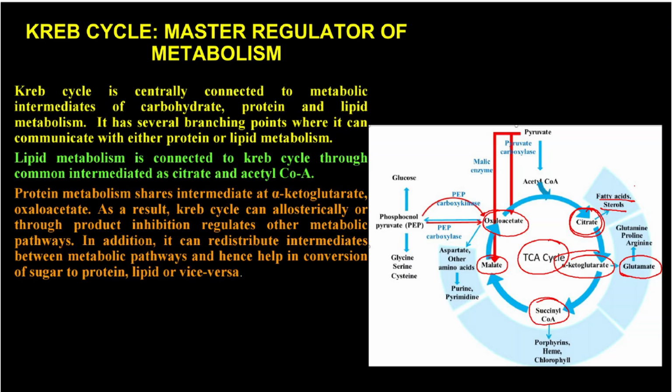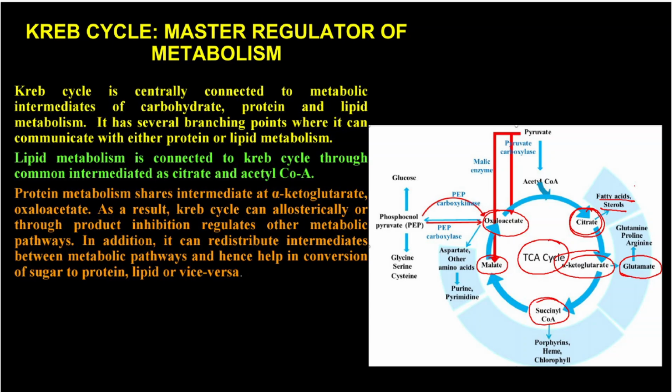The Krebs cycle is also called the master regulator of metabolism. Why is it so? Because the Krebs cycle is centrally connected to the metabolic intermediates of carbohydrate, protein, and lipid metabolism. Okay, it has several branching points where it can communicate with either protein or lipid metabolism. So, lipid metabolism is connected to the Krebs cycle through common intermediates such as citrate and acetyl coenzyme A.